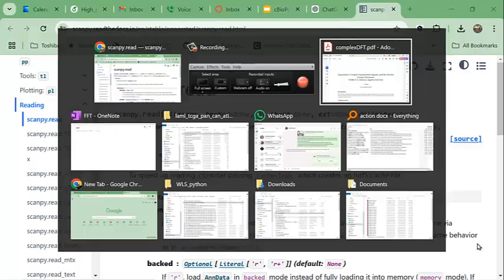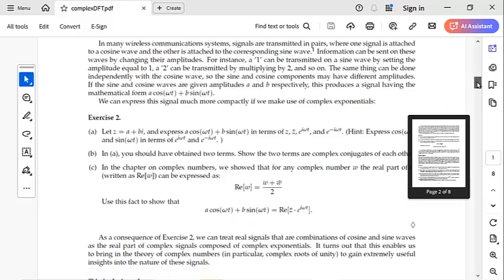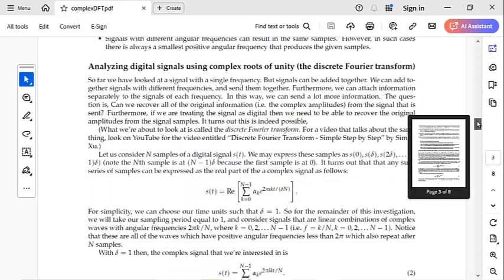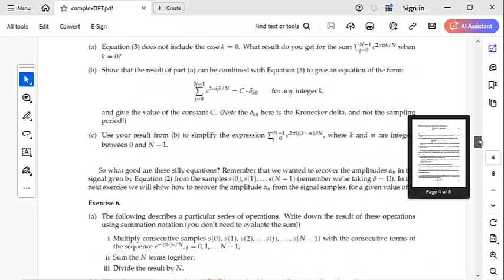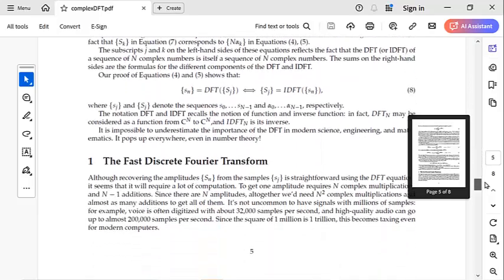Well, I'm going to talk about this document that talks about complex exponentials, signals, and the discrete Fourier transform. The first part is a background on the Fourier transform and how it works. The second part is on the fast Fourier transform, so that's what I'm going to talk about in this video. So the fast Fourier transform gives us a fast way of computing the discrete Fourier transform.